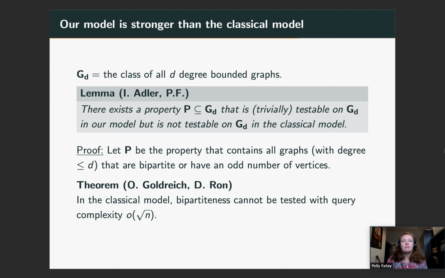And we note that we can replace the property of being bipartite by any other untestable property in the classical model to obtain more examples of properties that are testable in our model but are not testable in the classical model. Okay, so we have seen that our model is stronger than the classical model in the sense that any property that is testable in the classical model is testable in the new model, but the converse is not true. So another interesting question is, are there properties that are testable in the classical model, but have faster running times in our model?